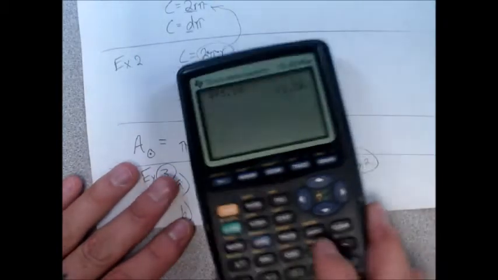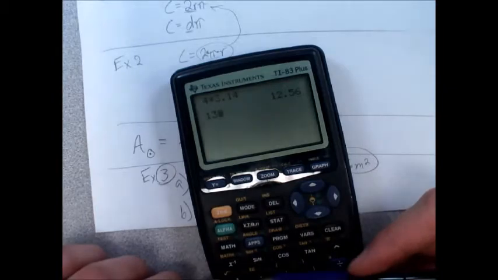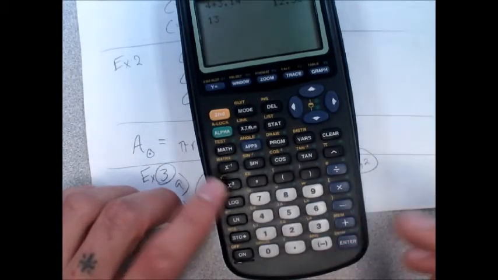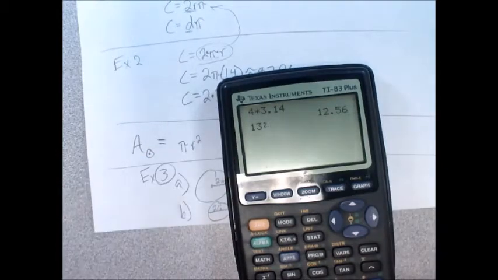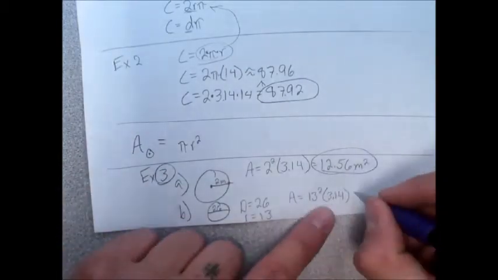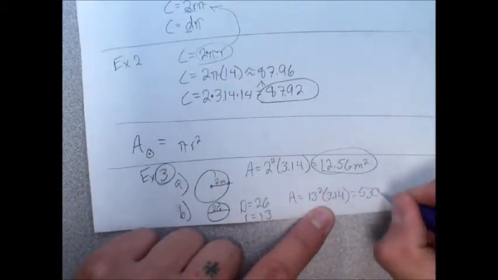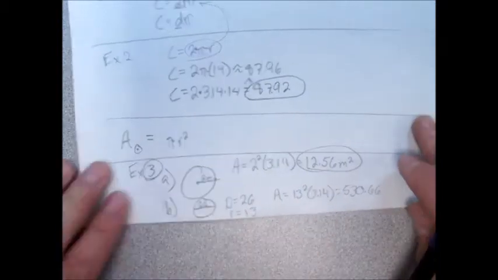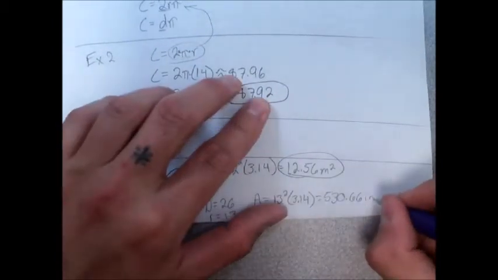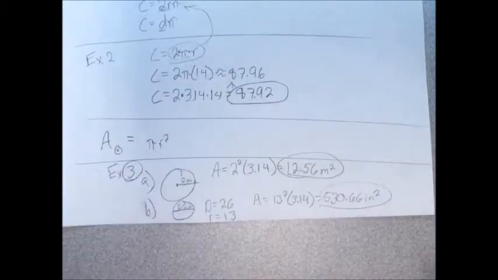So 13 squared. There's a button for x squared. If you look right here, it has x squared. If you just tap that button, it gives you the squared. Then multiply that by 3.14, hit enter, 530.66. So 530.66 what? Inches squared, because our label was in inches. Any questions? Okay, last example then, and we will be done. Example 4.